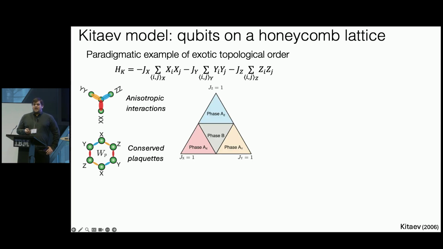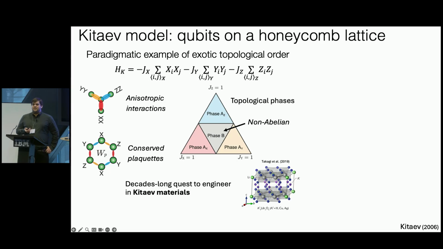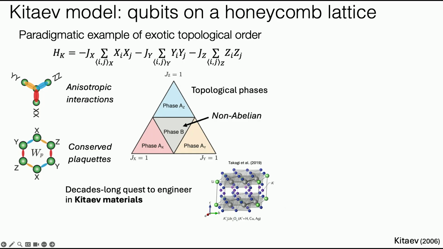And so we get a rich phase diagram of different topological phases, depending on the relative strength between these three terms. And in particular, when these three terms are sufficiently equal to each other, we have this interesting non-abelian phase. And this phase diagram has given rise to a decades-long quest in materials science to actually try to engineer these anisotropic interactions in real materials.